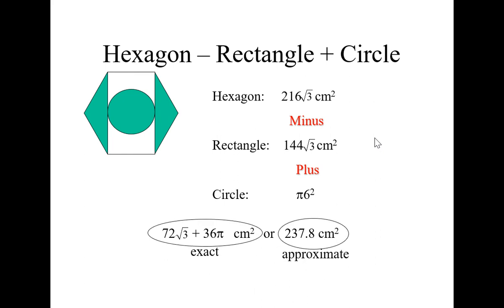Okay, and then know the difference between exact and approximate. So 216 root 3 minus 144 root 3 is a like-terms situation. 216 minus 144 is 72 root 3. But then plus 6 squared pi, 36 pi, those can't be combined. So to write this in exact form is to write it like an expression with 2 different variables. Right? And then to calculate it, you just type it as is on your calculator.